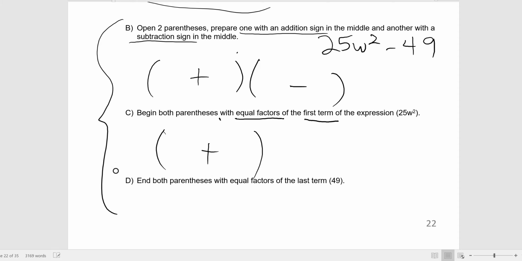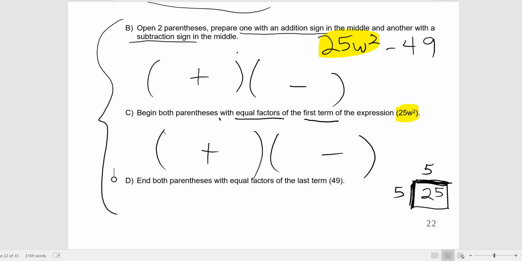So here I am, I have my 1 plus, my 1 minus, and I'm starting them out with equal factors of the first term. Now my first term is this, right? 25w to the second. Equal factors come about because 25 is a perfect square, right? If this is a square and I need two numbers that multiply by themselves to give me 25, it would be 5 and 5. So these are two equal factors of 25. Now, w squared is the same kind of thing. What times itself gives me w to the second, right? Just w. That's what squared means, times itself.